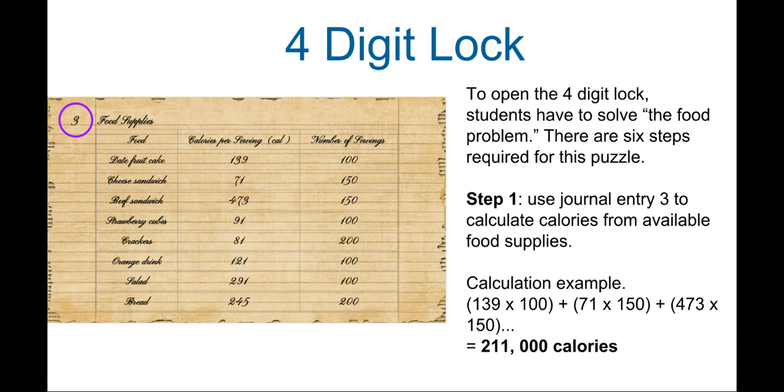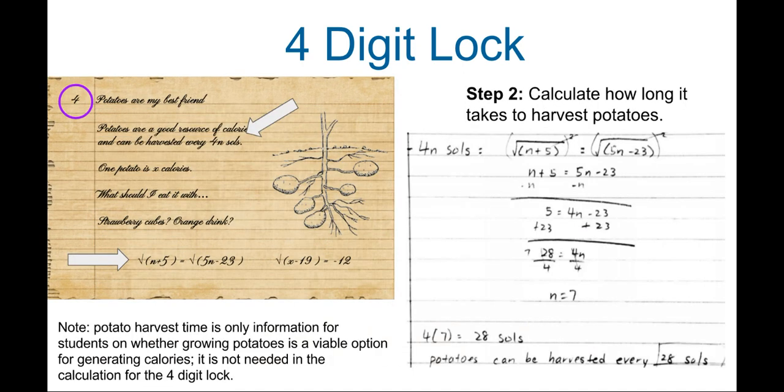The first step of the problem is to calculate calories from available food supplies. Multiply the calories per serving by the number of servings for each food, then add up the numbers to get 211,000 calories. Step 2 is to calculate how long it takes to harvest potatoes.